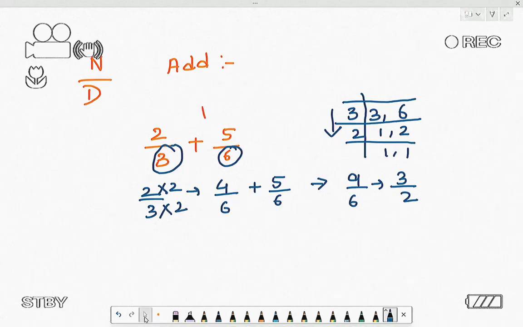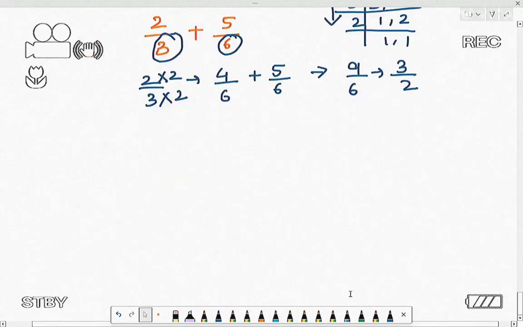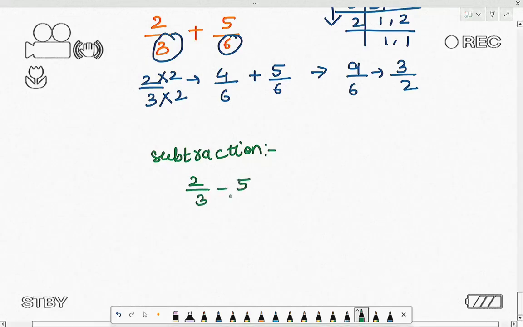Now we will be talking about subtraction of fractions. Let's come to what subtraction of fractions is all about. In subtraction, suppose there is a question like 2 by 3 minus 5 by 6, or whatever you want to take. The LCM is going to be 6 only, right?